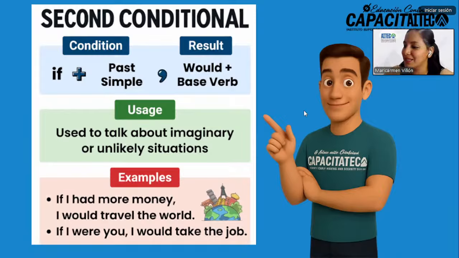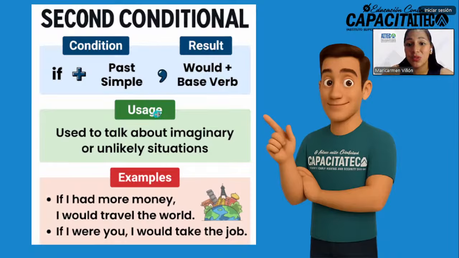Veamos entonces este second conditional. Second conditional, we have if, right? If, si, the condition is in past simple. La condición está en pasado simple. And the result, fíjense que vamos a utilizar ya no el will como en la primera condicional, sino el would. Y recuerden que esto va en conjunto con el verbo en su base.